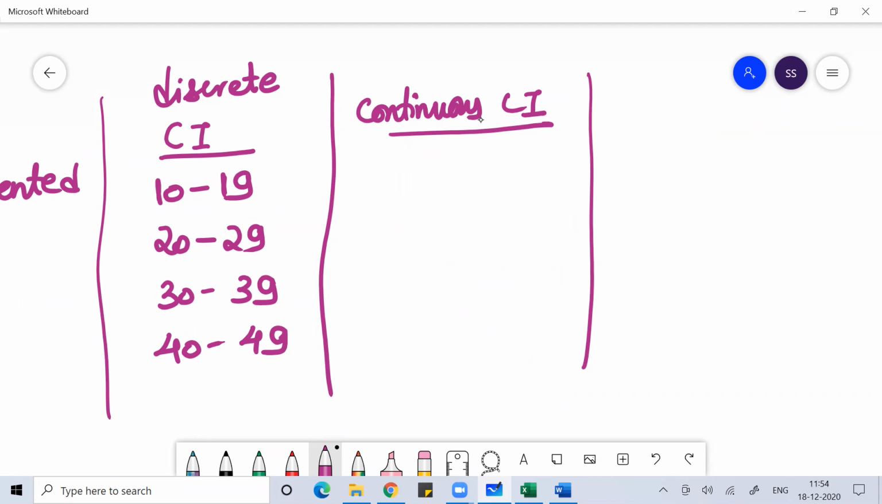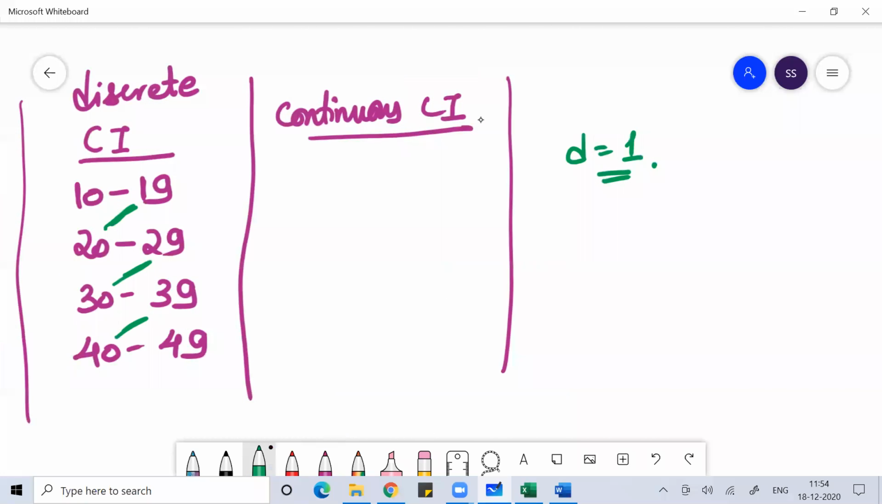For that, find the difference. What difference are you getting? The difference you are getting is 1. Okay, then apply the formula. This is called the lower class boundary, what you get here.